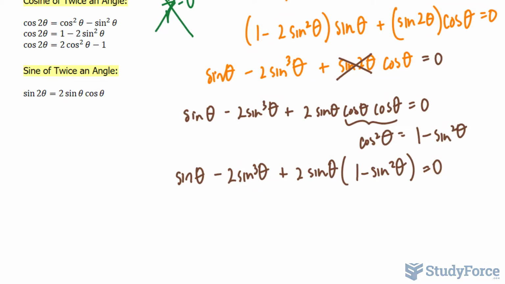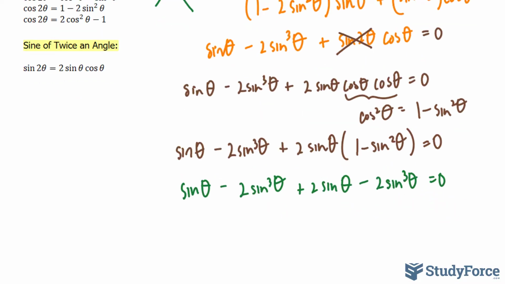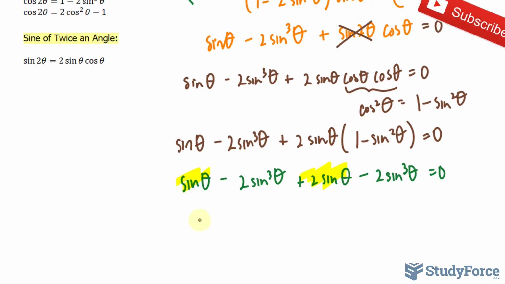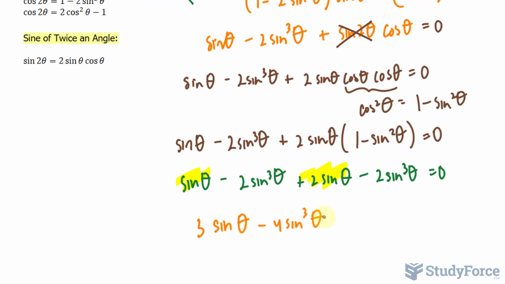I'll now multiply or expand this 2 sine theta into this binomial. So I have sine theta minus 2 sine cubed theta plus 2 sine theta minus 2 sine cubed theta. And now we can collect like terms. Notice that this term and this term are alike, and these two terms are alike. So we have 3 sine theta minus 4 sine to the power of 3 theta is equal to 0.